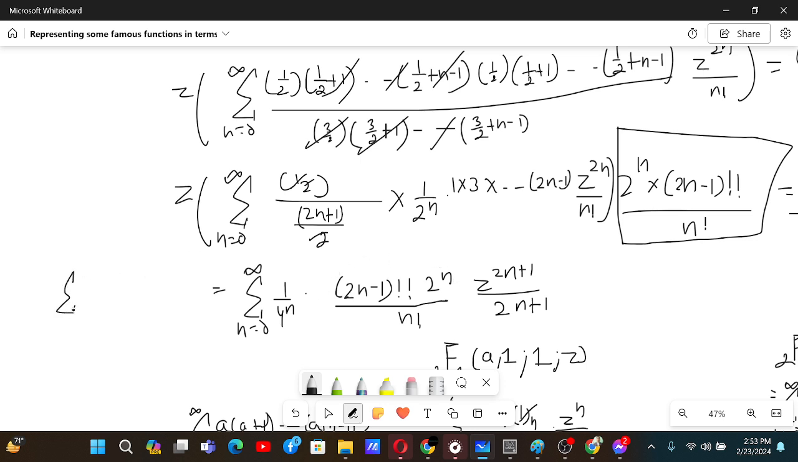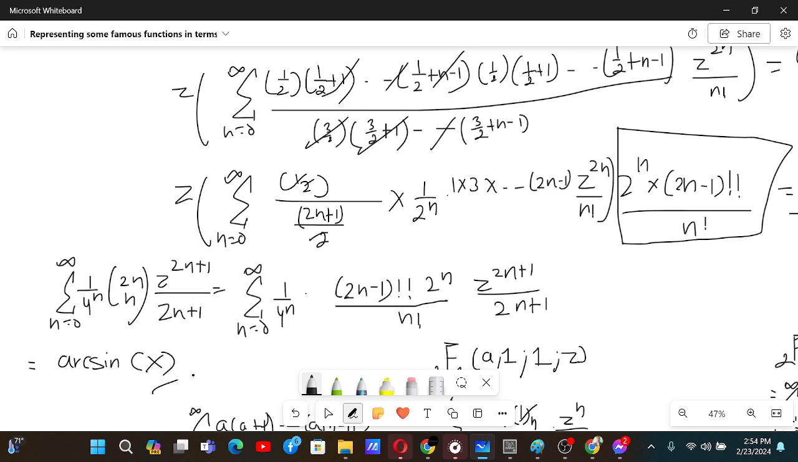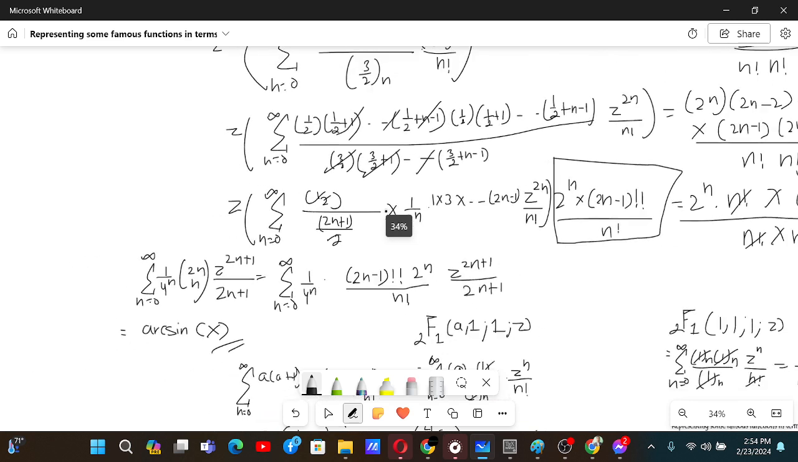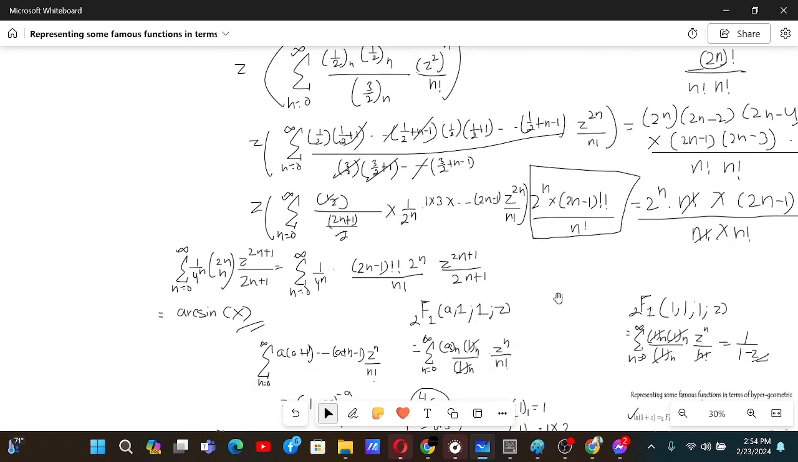So we have the sum from n equals 0 to infinity of 1 by 4 to the power n, that is just 2n choose n, times g to the power 2n plus 1 by 2n plus 1, which is the series expansion for arc sin x. Yeah, and we have proved this one as well. This one was somehow longer than the others, but yeah, we did solve it.